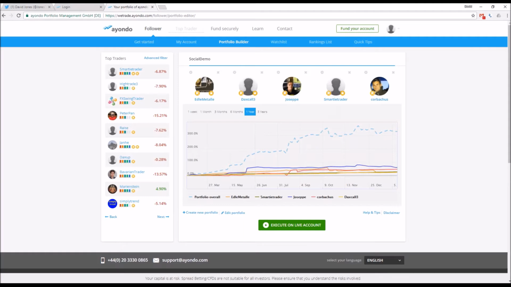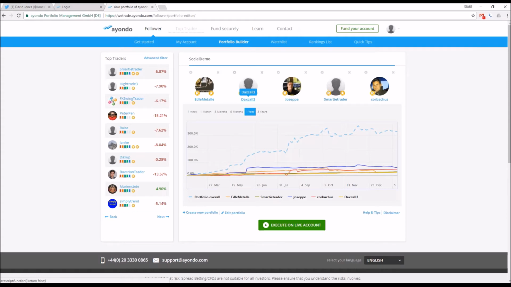So let me take you through how you manage the risk, because how it works is when I start following these people and click down here, execute on live account, that's it, we're up and running. So if DAX Call decides to buy the Dow with a 100-point stop, the same trade will be done on my account automatically. And I must admit, it's a bit weird in the beginning.